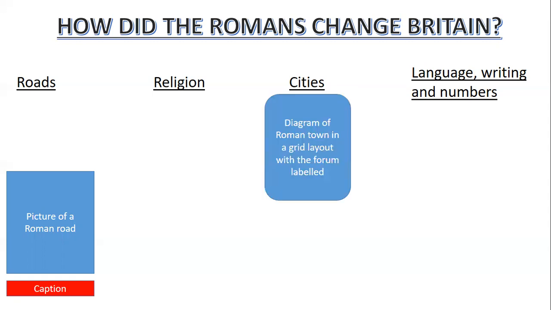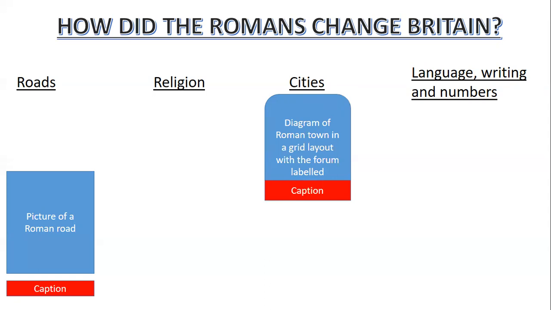And again, I haven't just written diagram. I've used a ruler and I've written diagram of a Roman town in a grid layout with the forum labeled. So I even know what I'm going to label. And then, of course, because it's a diagram, I'm just going to put a caption telling the reader what that diagram is about.